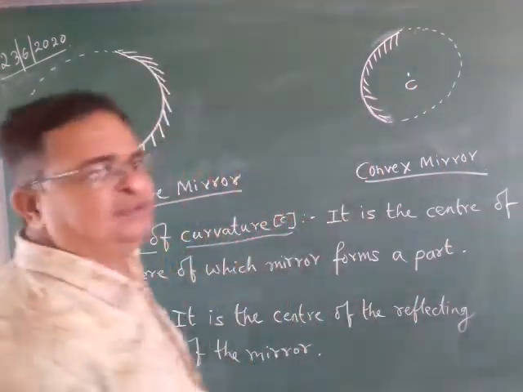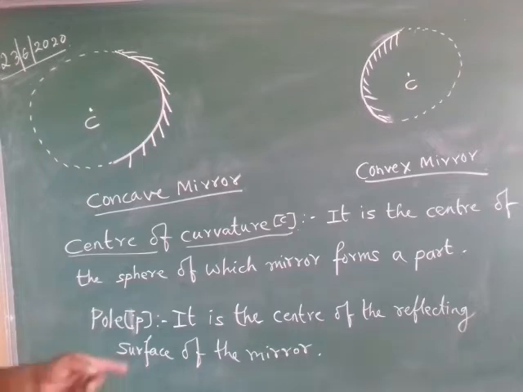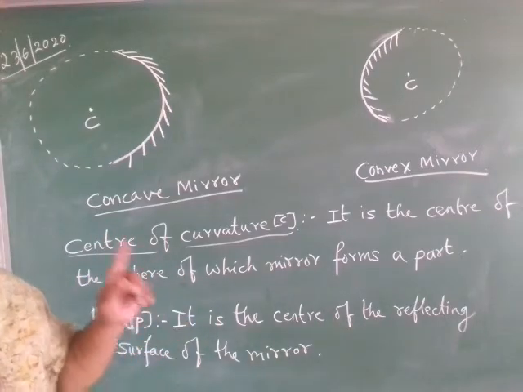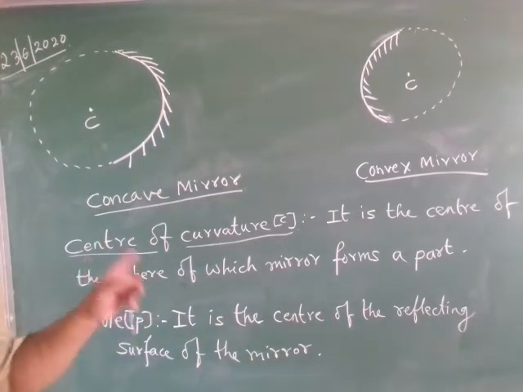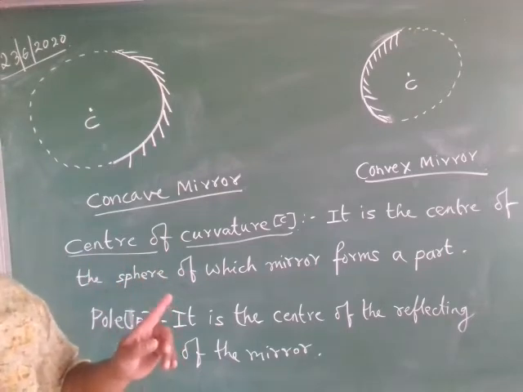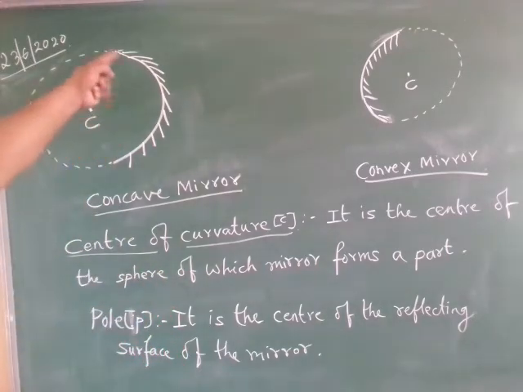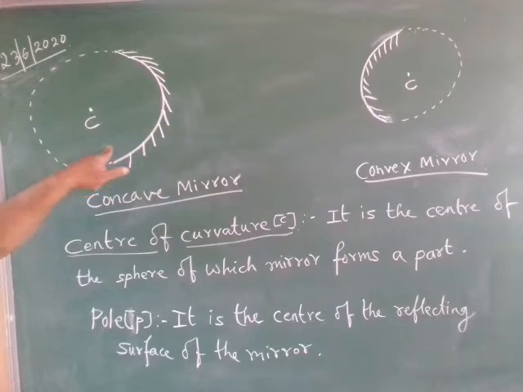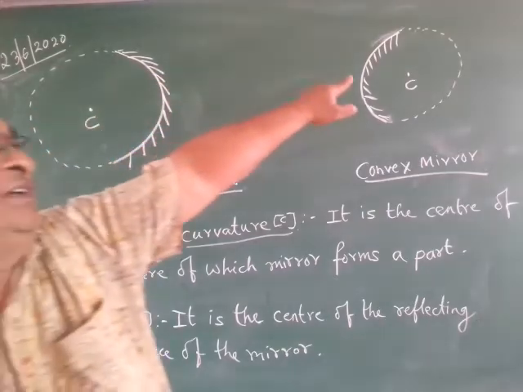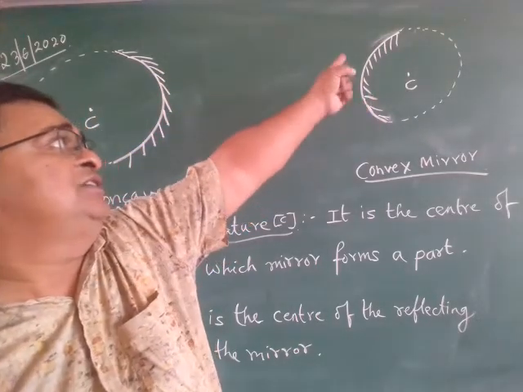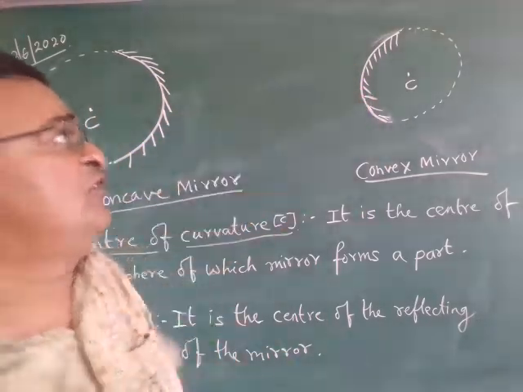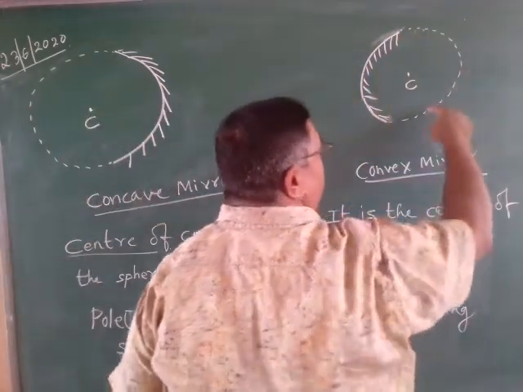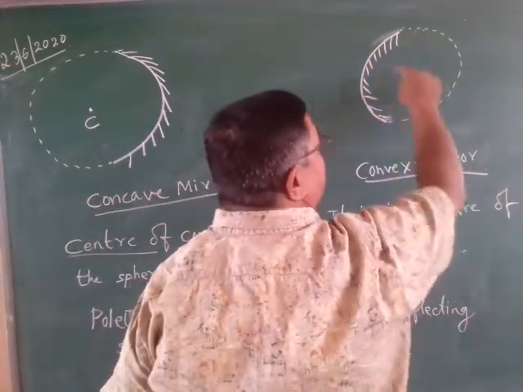The center of curvature of the mirror is the center of the sphere of which the mirror forms a part. This mirror forms a part of this sphere and the center of this sphere is somewhere here. This is the center of curvature. And the sphere of which this mirror forms a part is here, so the center of this sphere is here.